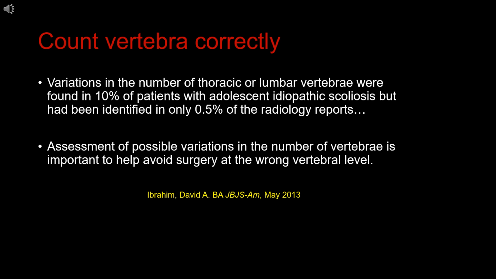Variations in the number of thoracic or lumbar vertebrae were found in 10% of the patients with adolescent idiopathic scoliosis, but had been identified in only 0.5% of the radiology reports. Assessment of possible variations in the number of vertebrae is important to help avoid surgery at the wrong vertebral level.